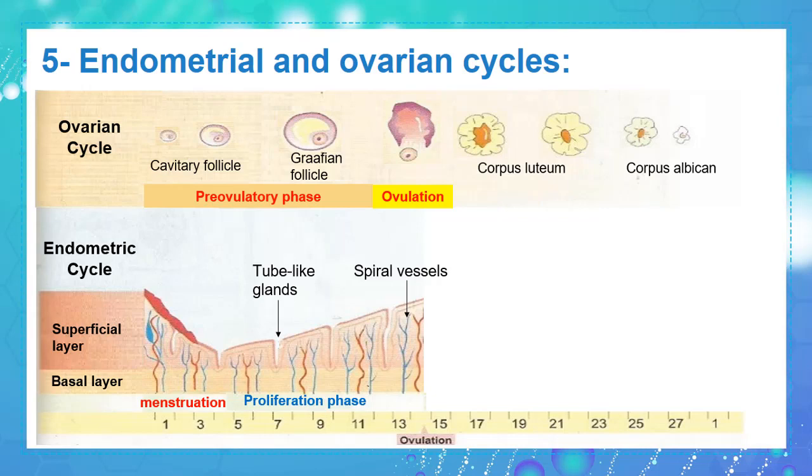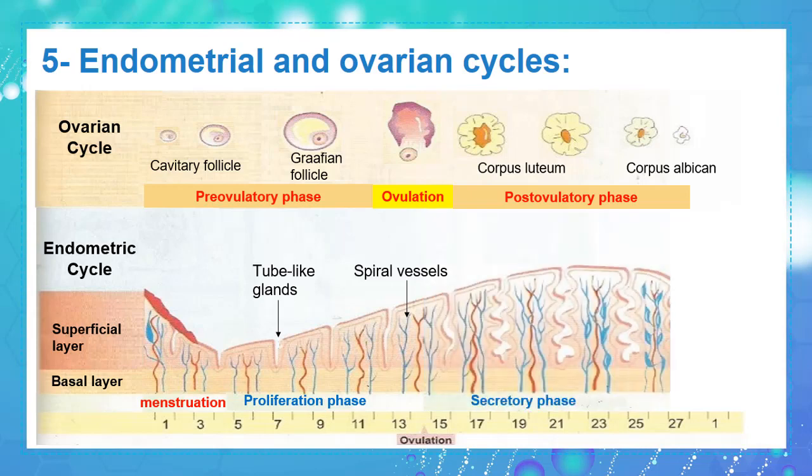This phase of the ovarian cycle, which is referred to as the luteal phase or post-ovulatory phase, occurs parallel to the secretory phase of the endometrial or uterine cycle, which will end 14 days after ovulation if no fertilization occurs and will be followed by a new menses.